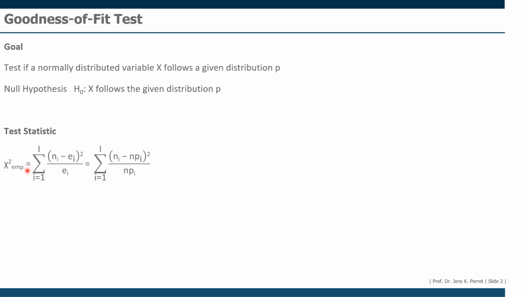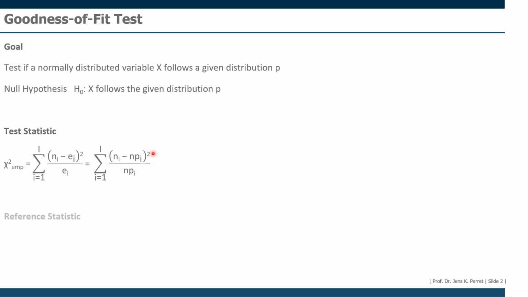The question in this regard always is, how do we actually get the expected values, the expected frequencies? Well, in this case, it's actually pretty easy and straightforward. We simply have to sum up all of our observations, all of our frequencies, then multiply them with the frequencies from the given distribution. That's the n times p_i. So that's actually the easiest of the chi-squared tests we discuss here.